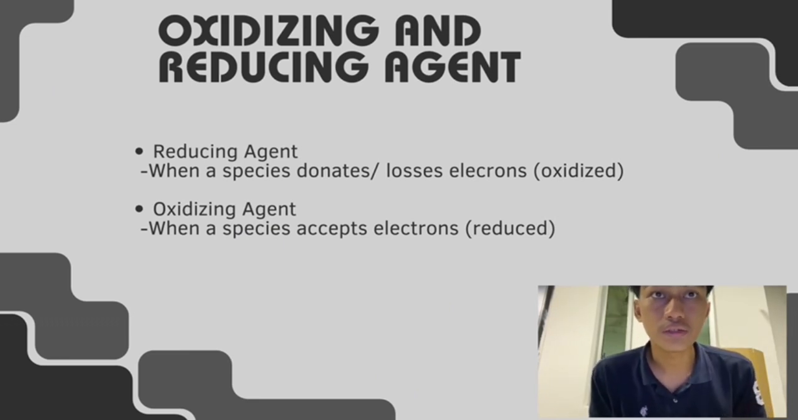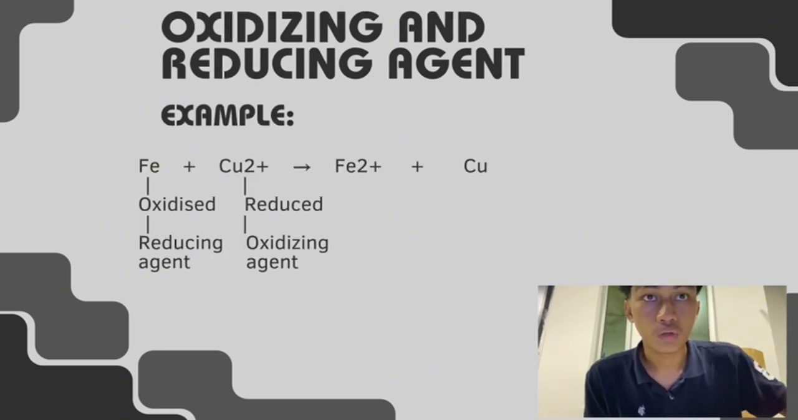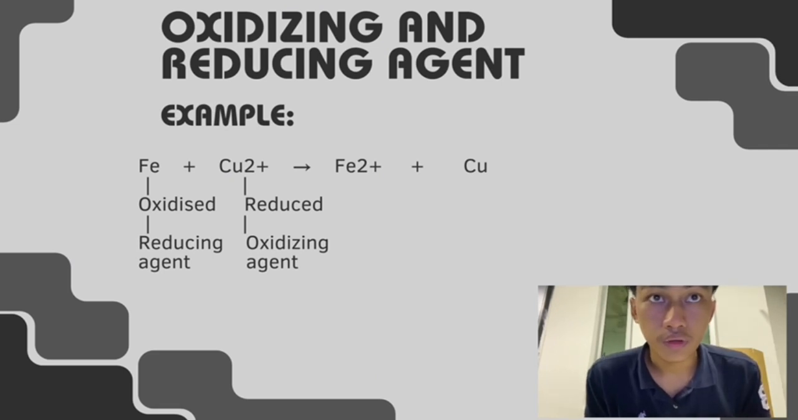Alright, this is oxidizing and reducing agent. We have two types: oxidizing and reducing agent. So we go to the first one, the reducing agent. A reducing agent is when a species donates or loses electrons, that we call oxidized. While an oxidizing agent is when a species accepts electrons, that we call reduced. Okay, so this is an example, and we have a half equation.